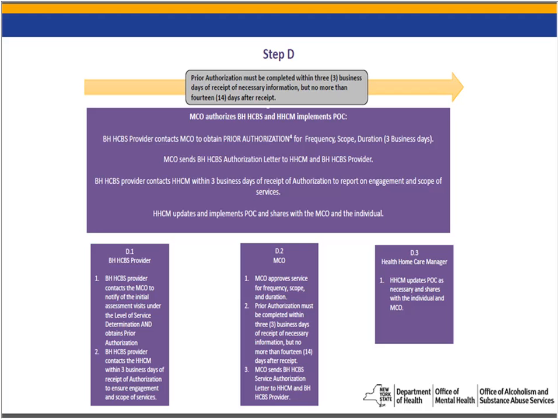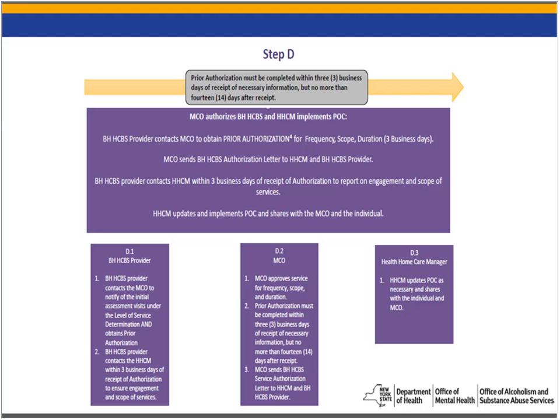And then once that prior authorization is given to the HCBS provider, the HCBS provider is going to contact the health home within 3 business days of receipt of the authorization to ensure that the engagement is happening and to really talk with the health home around the scope of services that were agreed upon. So then in D3, the health home care manager is going to update the plan of care as necessary and share it with the individual and the MCO. And that's going to become an ongoing process between the HCBS provider, the health home care manager, and the individual.